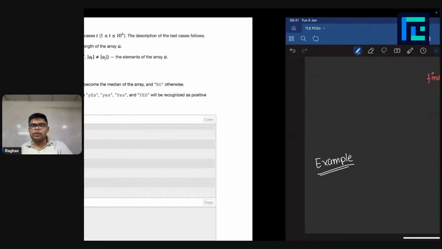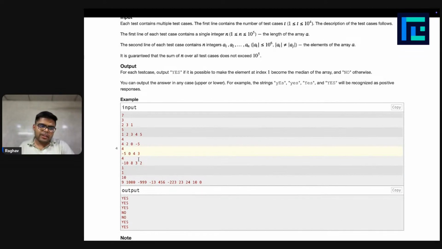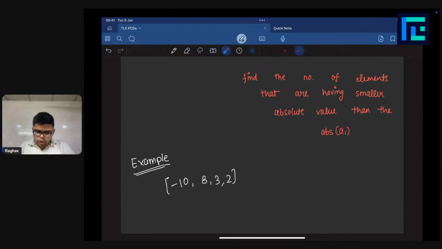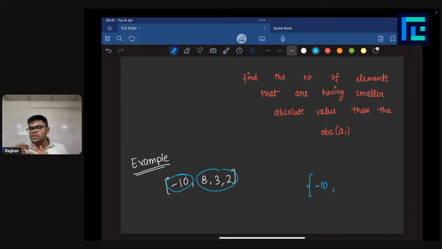An example where we would not be able to find any answer is, let's say, this case: -10, 8, 3 and 2. Here, no matter what you do, if you don't apply the operation on the current guy, then that guy will always come at the first position. No matter what you do with these people, they would always be larger than -10, right? And if you apply the operation on this guy and it becomes 10, then no matter what you do with the other people, they would always be smaller than 10, right?